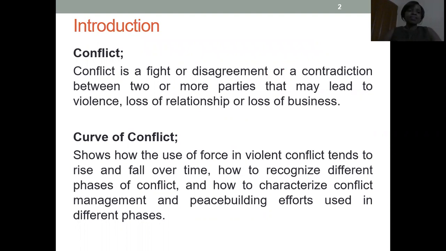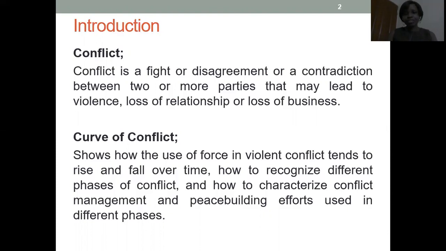Let's start off by looking at the different terms that you're going to encounter throughout this course. One of the main terms that you're going to find is conflict. Conflict is a fight or a disagreement between two or more parties. And these fights usually lead to violence or loss of a relationship between the two parties, or they may lead to loss of business between the two conflicting parties.